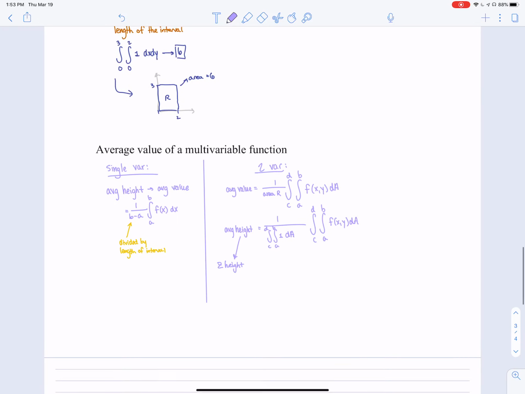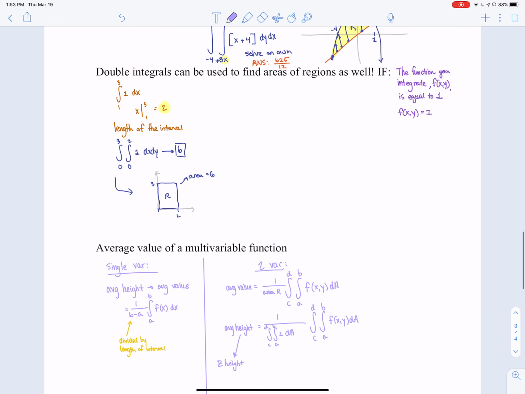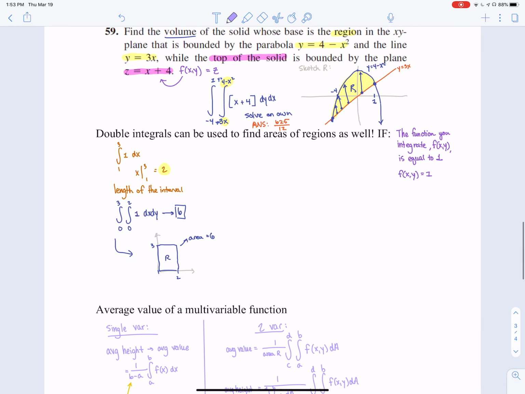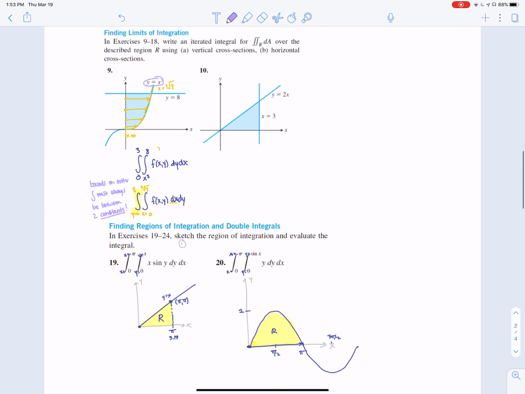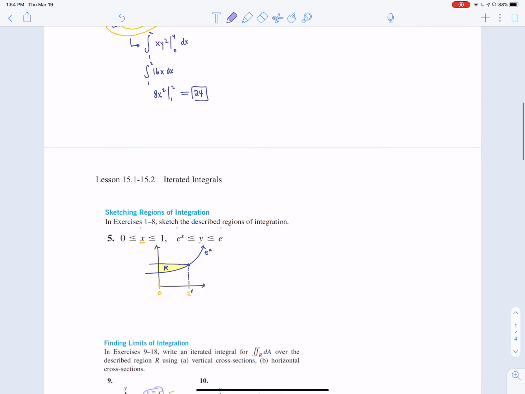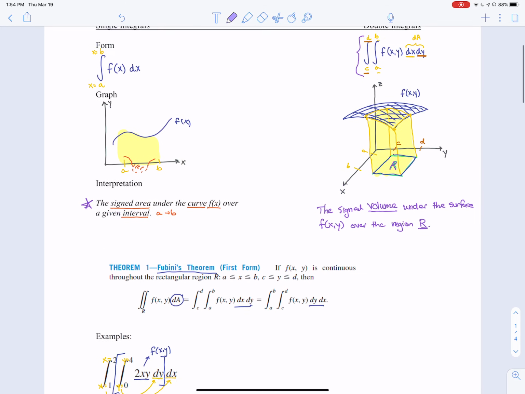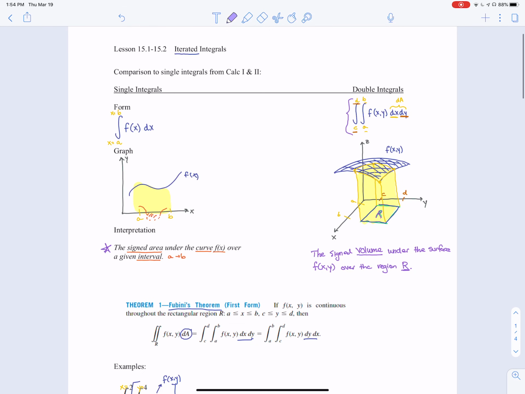Okay, so that is the average value of a multivariable function. Double integrals can be used to find the areas of the region if you integrate one, and then we have a lot of practice with setting up these regions of integration from given bounds or using given bounds to sketch the region of integration.